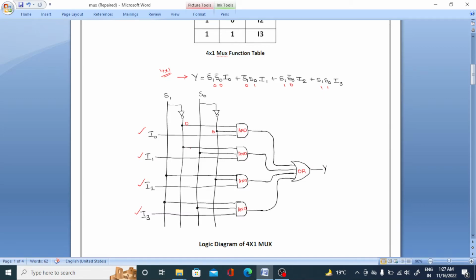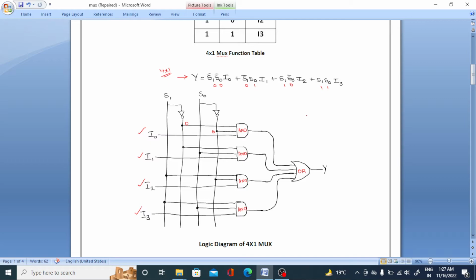Similarly I1 is connected like S1 bar, S0, I1. So this is the S1 bar line, this is the S0, and this is the I1. Similarly, 1 1 also you can observe: S1, S0, I3. So this is the S1 line, this is the S0 line, and this is the I3. So this is the way we need to implement the logic diagram also.